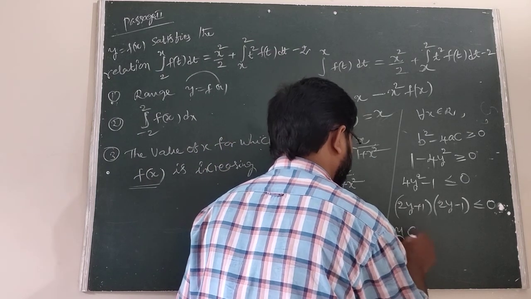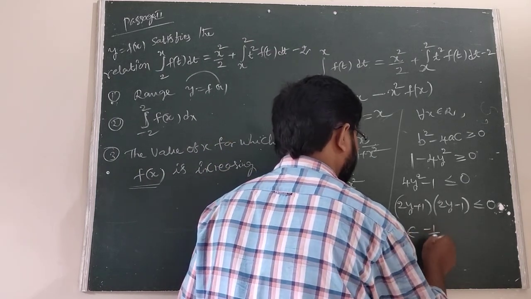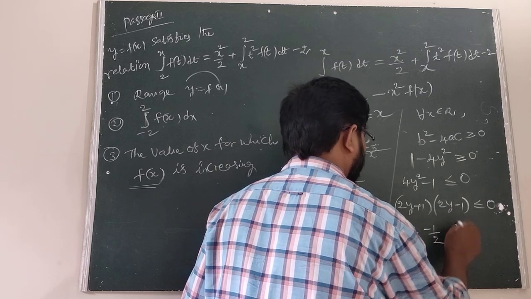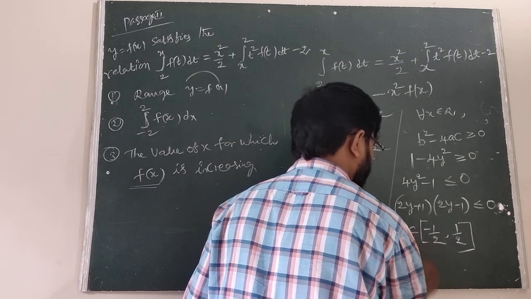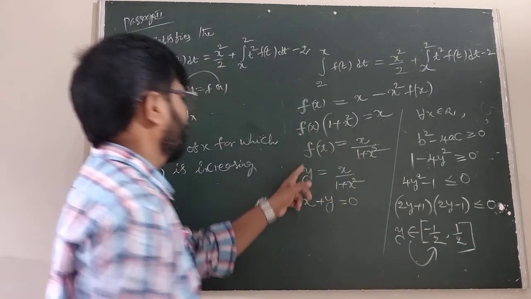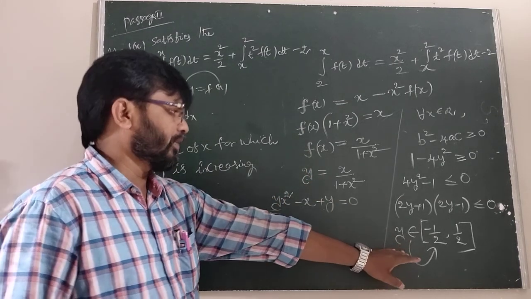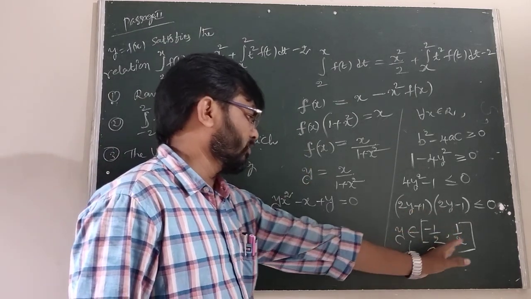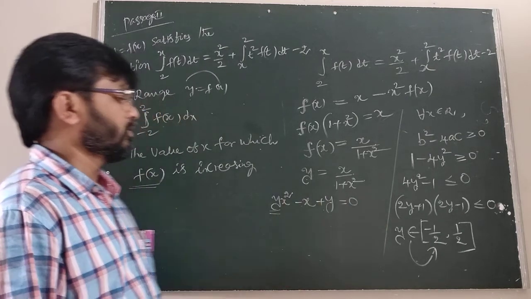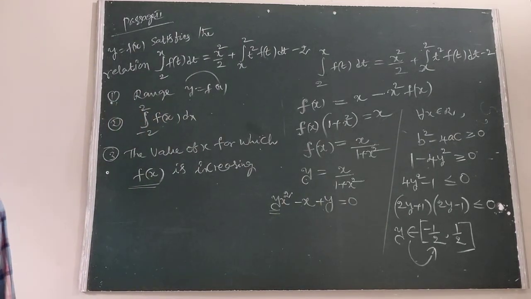Therefore we can write y belongs to minus 1 by 2 to 1 by 2. This is the range. Okay. Y means f of x. The range of f of x lies between minus 1 by 2 to 1 by 2. This is the first question. Okay. This is the range of y.